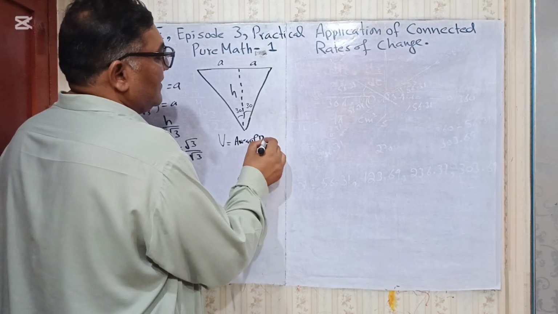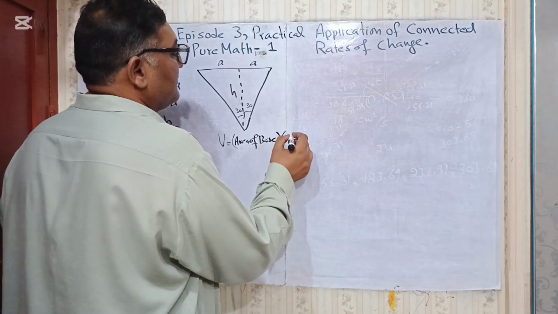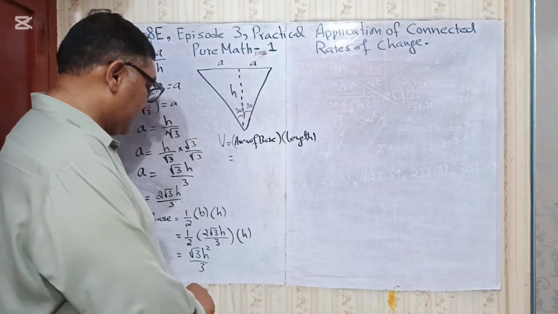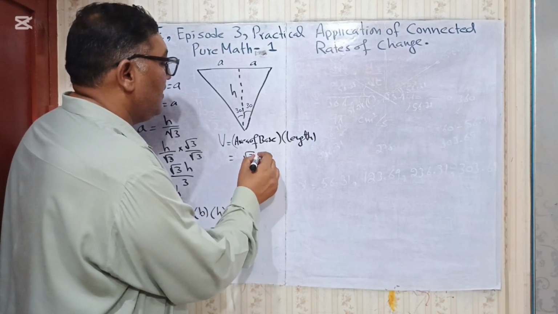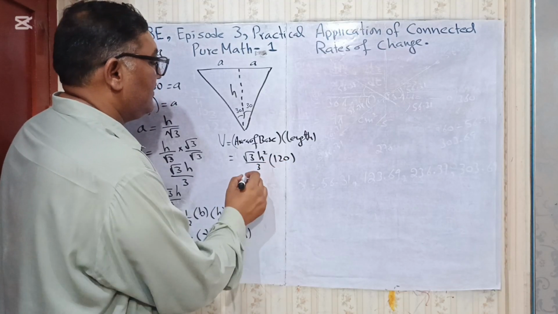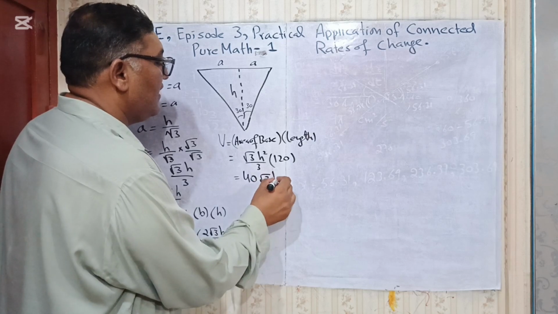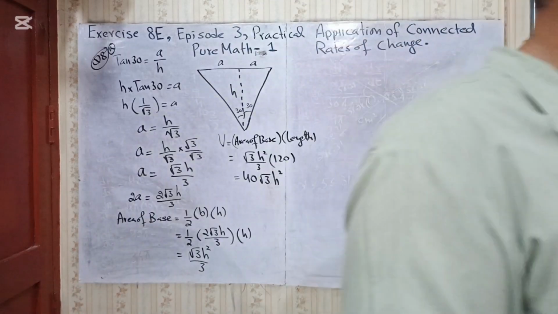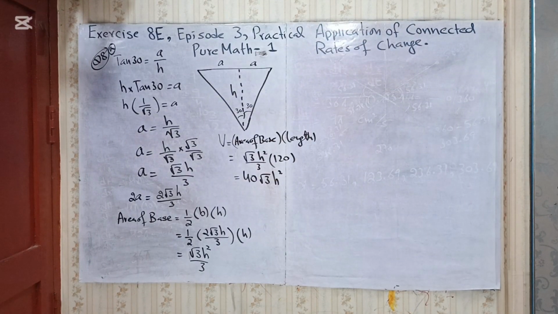Now, you know the water is in the shape of a prism, and the length of that prism is 120 centimeter. So the volume of the water will be equal to the area of the base, or area of the cross section, multiplied by the length of the prism. The area of the cross section is under root 3 h square divided by 3, and the length is 120 centimeter. The 3 is cancelled, so you will have 40 under root 3 h square.